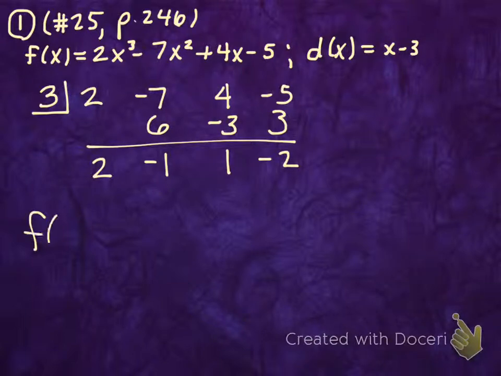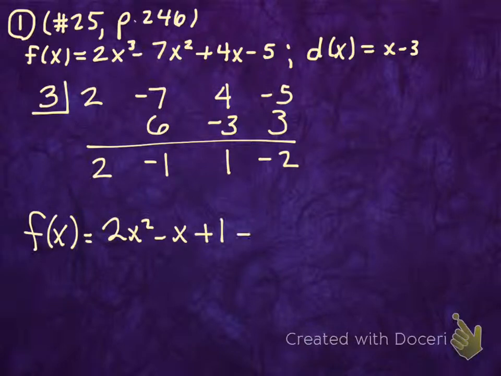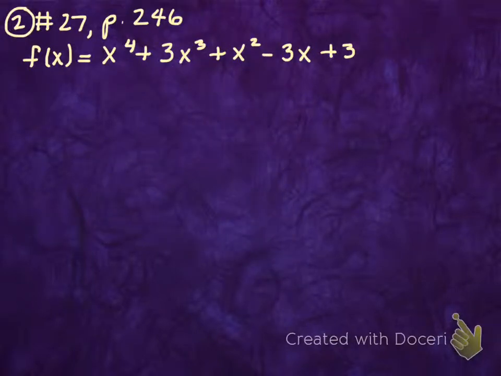So we write in fraction form. Again, this is kind of sidestepping the directions, but I'm okay with that for the test. f of x equals 2x squared minus x plus 1 minus 2 over x minus 3. And that's number 1.